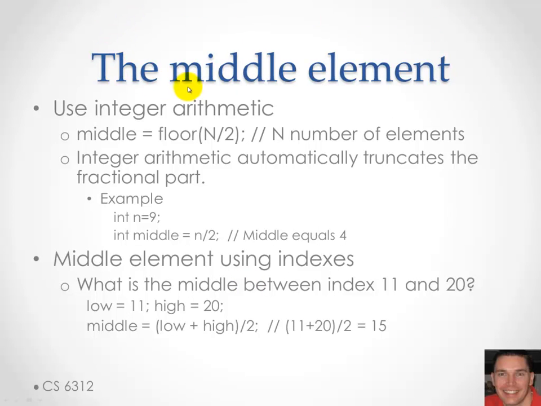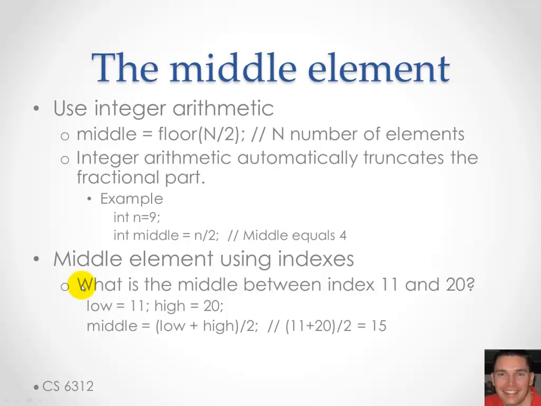One question we have to ask ourselves is, how do we determine the middle element? Well, we can use integer arithmetic, because we know that we're always going to have a whole number, an integer, that represents the size of our list. So I can say our middle element equals the floor of n divided by 2, where n is the number of elements in our list. We can take advantage of integer arithmetic to automatically get rid of any fractional portion. So here I've got integer n equals 9. Integer middle equals n int divided by 2. 9 divided by 2 is 4.5. It truncates the result, and so we lose that fractional portion.